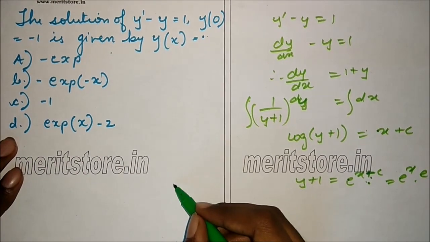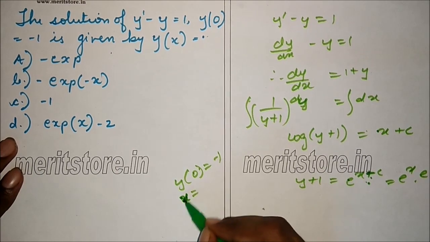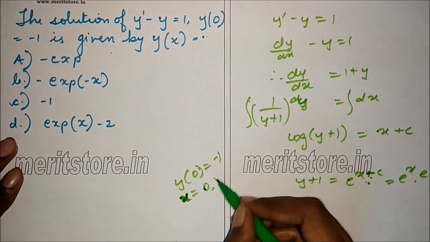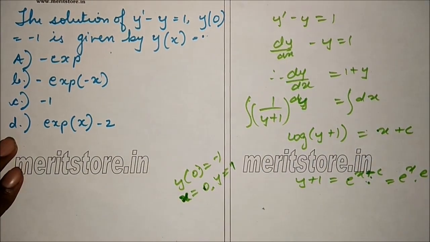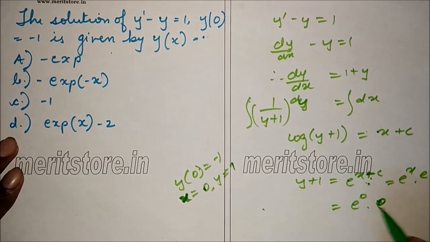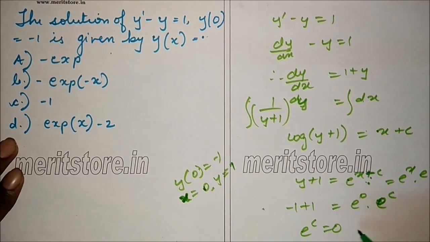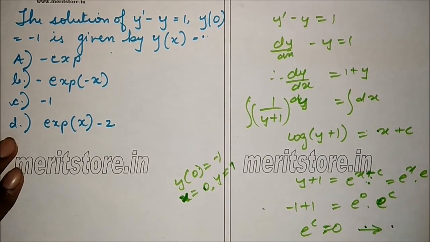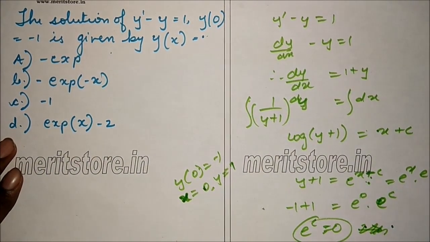So y of 0 is minus 1. That is, when x is 0, y is minus 1. So we substitute the values. x is 0, so this will be e raised to 0 into e raised to c, and this will be minus 1 plus 1. So e raised to c is 0, therefore we got e raised to c as 0.